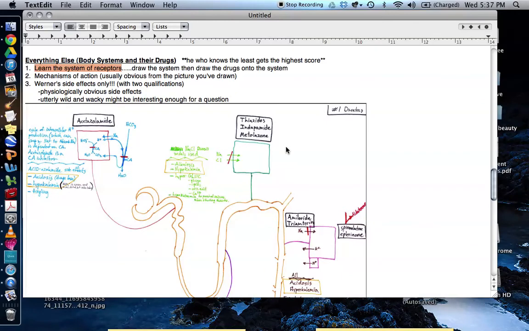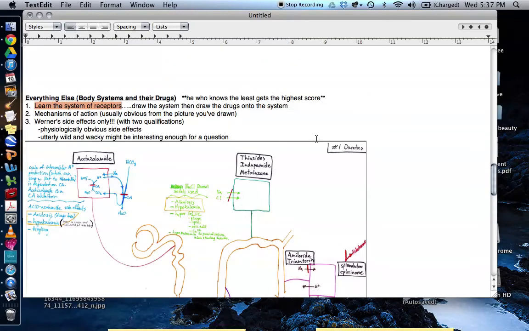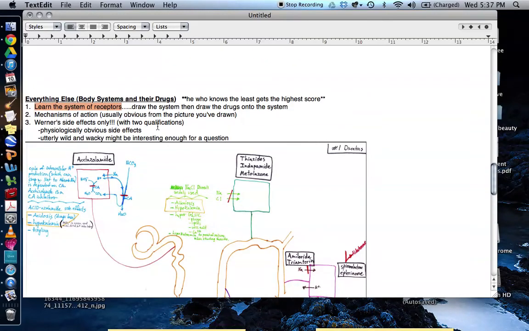Like, where in the nephron does a thiazide diuretic work? And then all of a sudden I'm going to think about my picture, and I'll have it sitting there on the desk next to me, and I'll think, okay, I think it was in the distal convoluted tubule. I'll look at my picture. Oh, okay, I was right. So that kind of thing is really helpful.